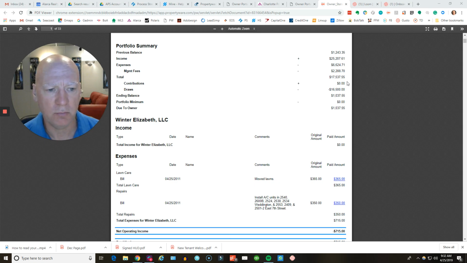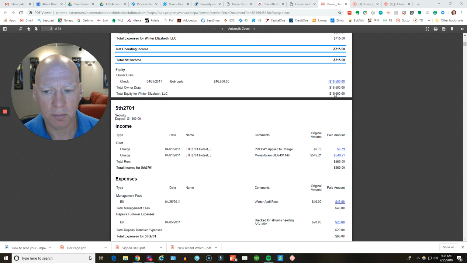Contributions would be if you made any contribution to the portfolio during the month. Generally, this would be for any large repair or a turnover. And then the draw is the amount sent to you by us during the month. This is what's deposited into your account. And the ending balance is simply what's left over. Again, most of the time, this will be zero.